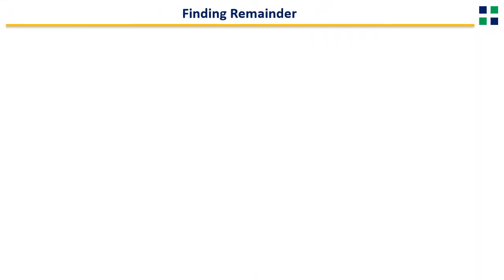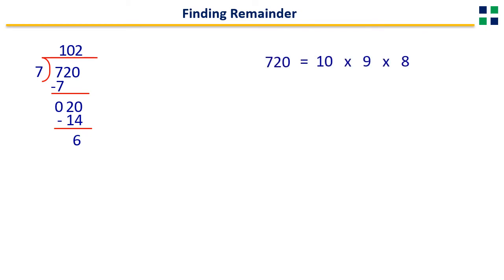Finding remainder. I will take one simple example here. Let us say I take a number 720 and I divide it by 7. If I divide it by 7, what remainder will I obtain here? As you see, the remainder obtained will be 6. Now suppose I factorize the number 720 as a product of 3 numbers, say 10 into 9 into 8.